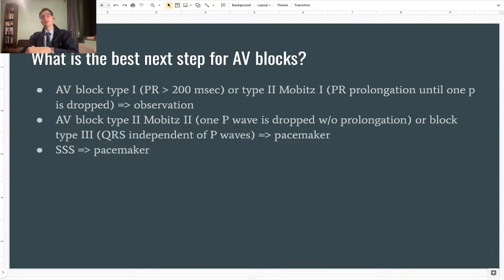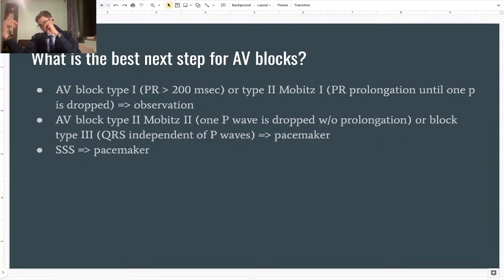Another question is on how to treat AV blocks. You will have a patient whose EKG will be displayed. Then the question would be, what is the best next step? Now, if the patient has type 1 or type 2 Mobitz 1 AV block, then we will just observe. If the patient has Mobitz type 2 or type 3 AV block, then he has an indication for pacemaker.